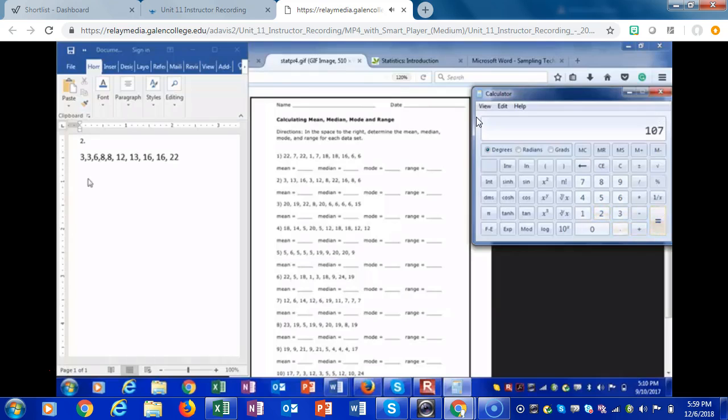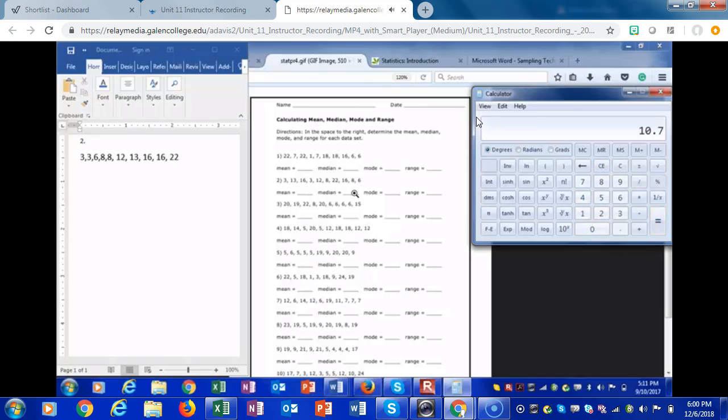And in this case, we have 1, 2, 3, 4, 5, 6, 7, 8, 9, 10 numbers. 10 numbers. So to find the mean, we just divide by 10. So our mean in this case here is 10.7.